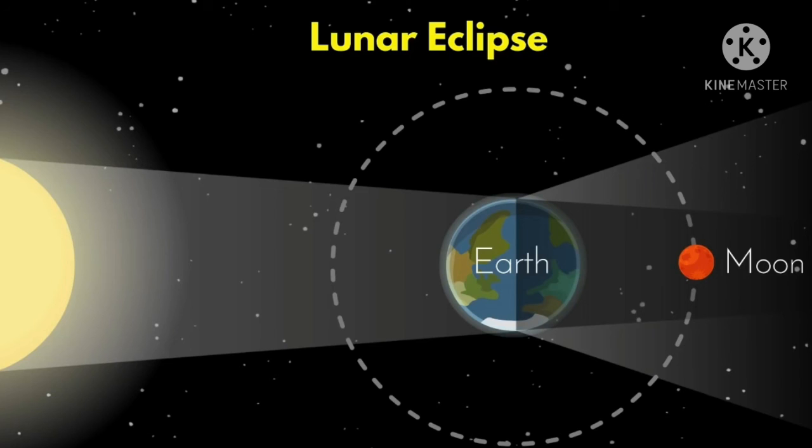Depending on the positions of the Sun, Moon, and Earth, lunar eclipses can be of two kinds. They are partial lunar eclipse and total lunar eclipse. In a partial lunar eclipse, only part of the Moon is covered by the Earth's shadow. In a total lunar eclipse, the Earth passes directly in front of the Moon and casts its full shadow on the Moon.